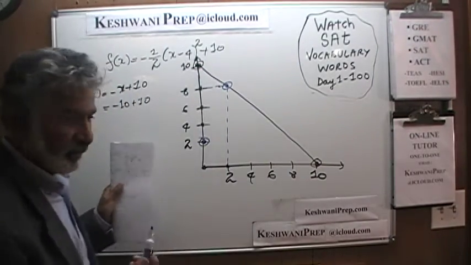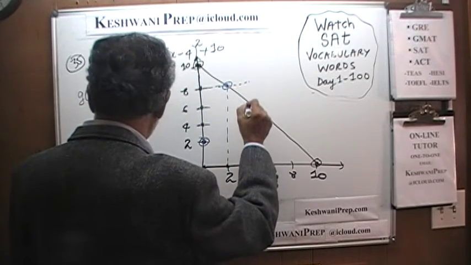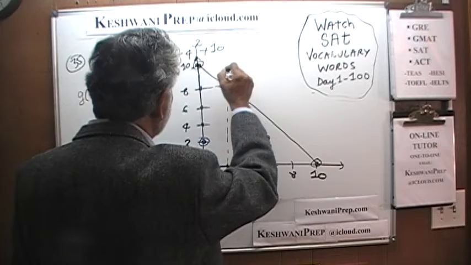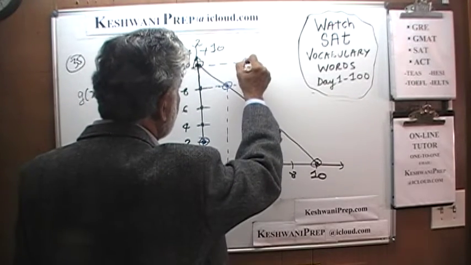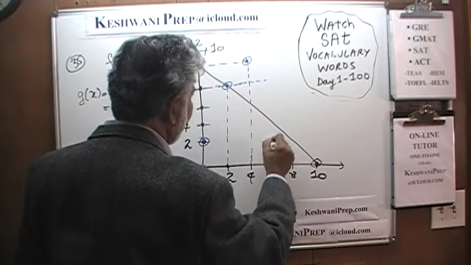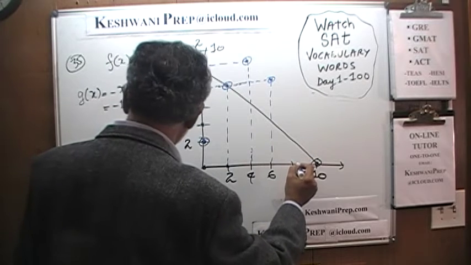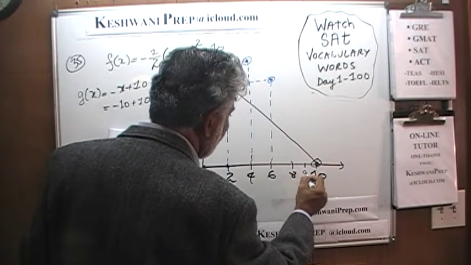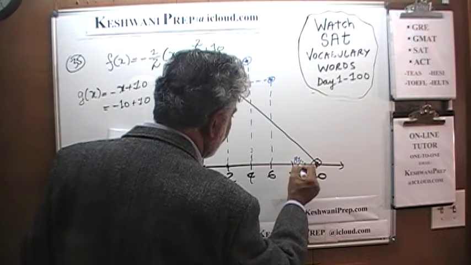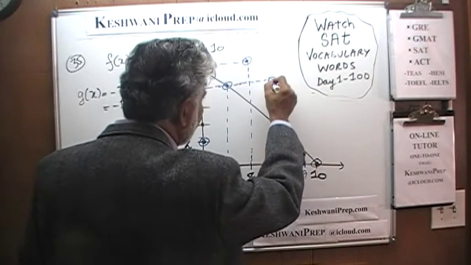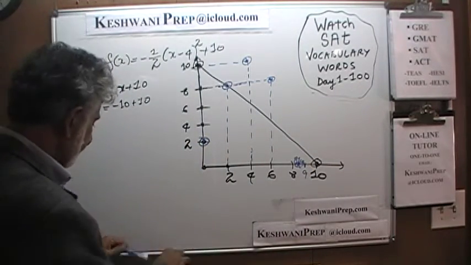Because the parabola is symmetric, at 4 it goes up to 10, and at 6 it goes back to the same value. And then around 8.5, right here, it intersects. There you go. I'm going to join. Wish me luck and see what happens.